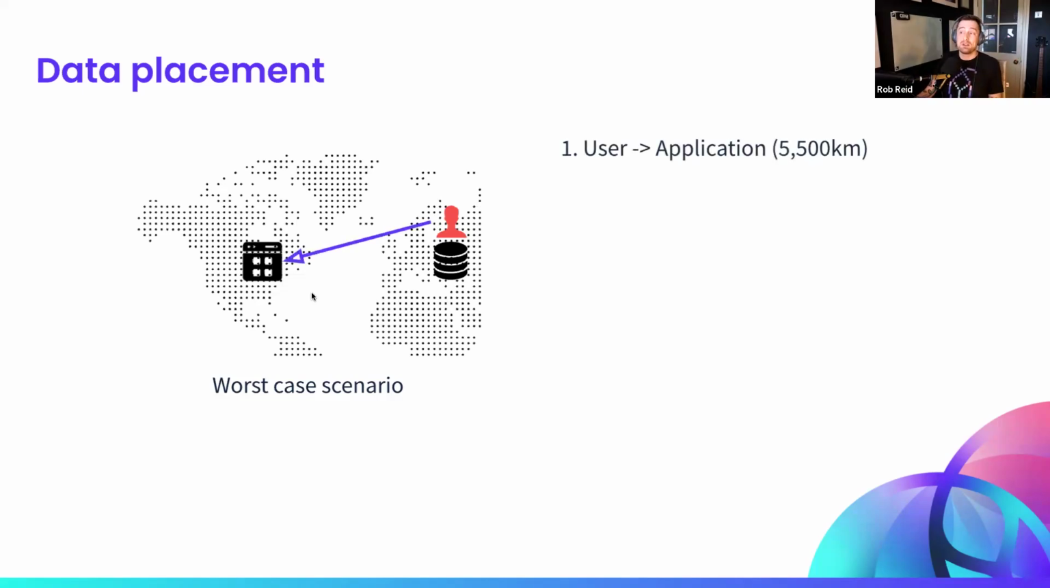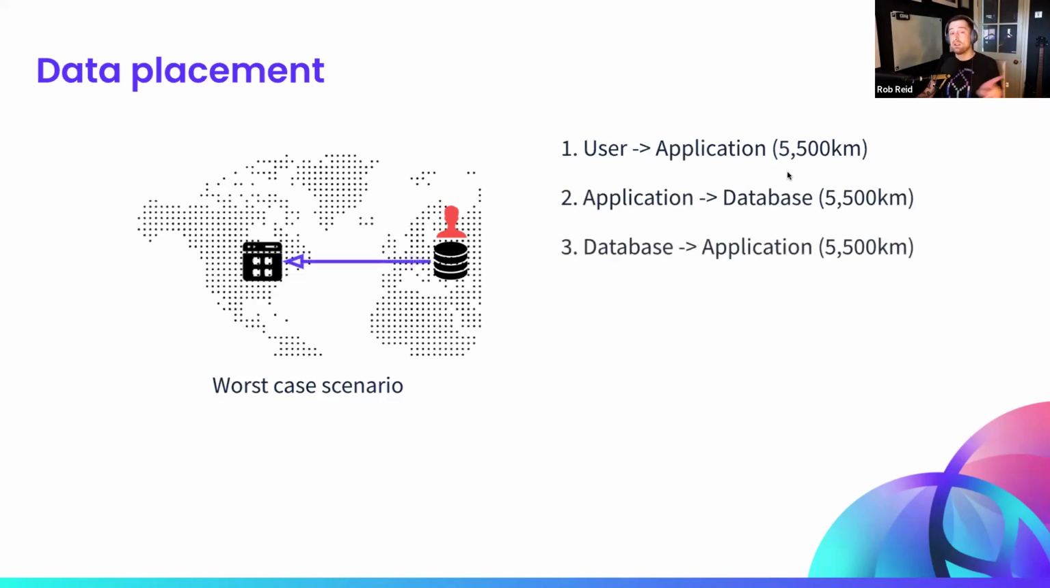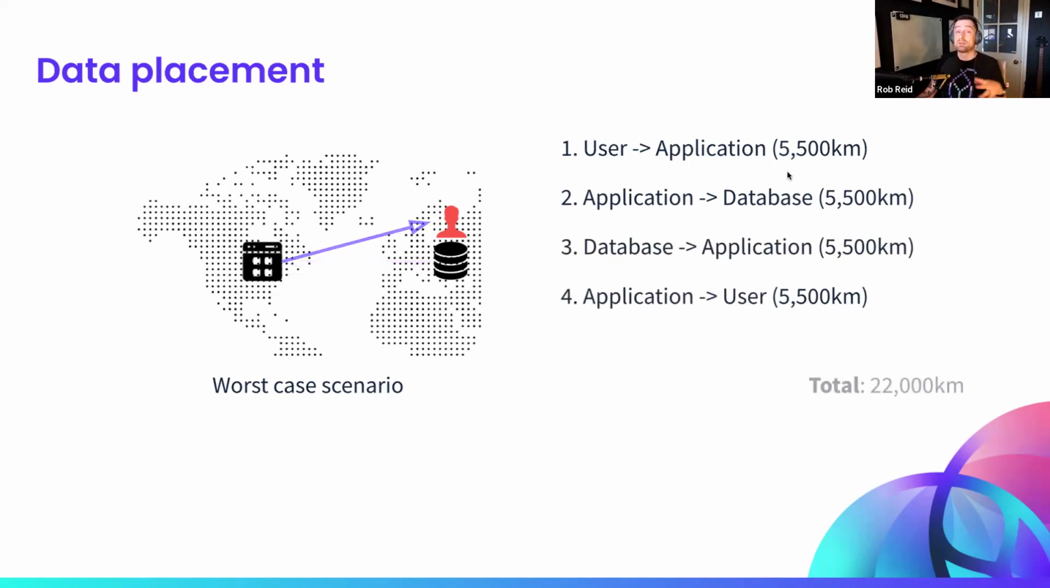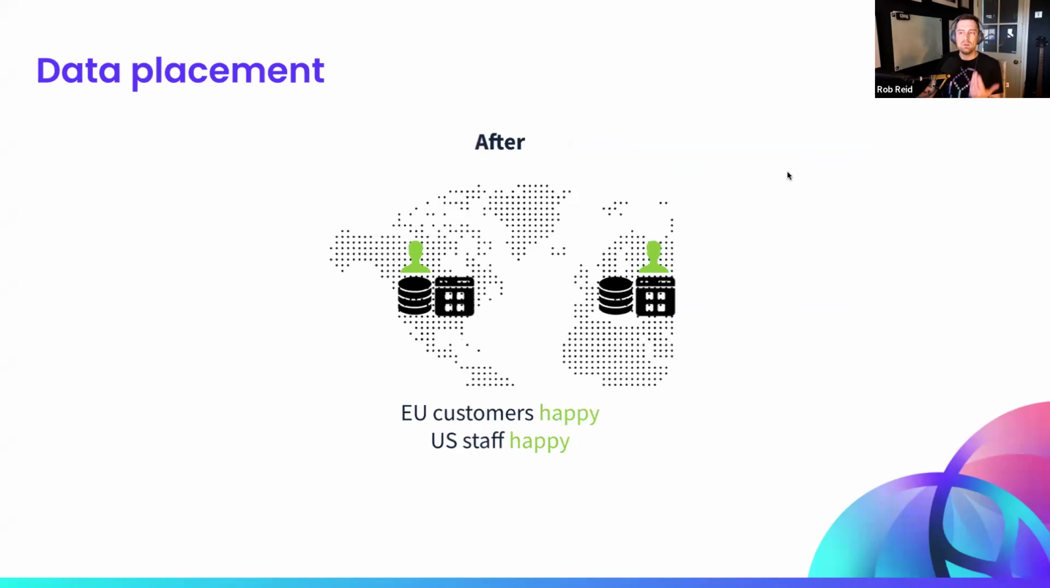The user makes a request to the application, and in this case, that's a 5,000 kilometer hop across the pond. The application talks to the database. That's another cross pond hop before being returned to the application with the data and then back to the user. So that's 4 cross pond hops totaling 22,000 kilometers for one single request. Obviously, users make lots of requests to the database, so their whole experience of this application is going to be very, very poor.